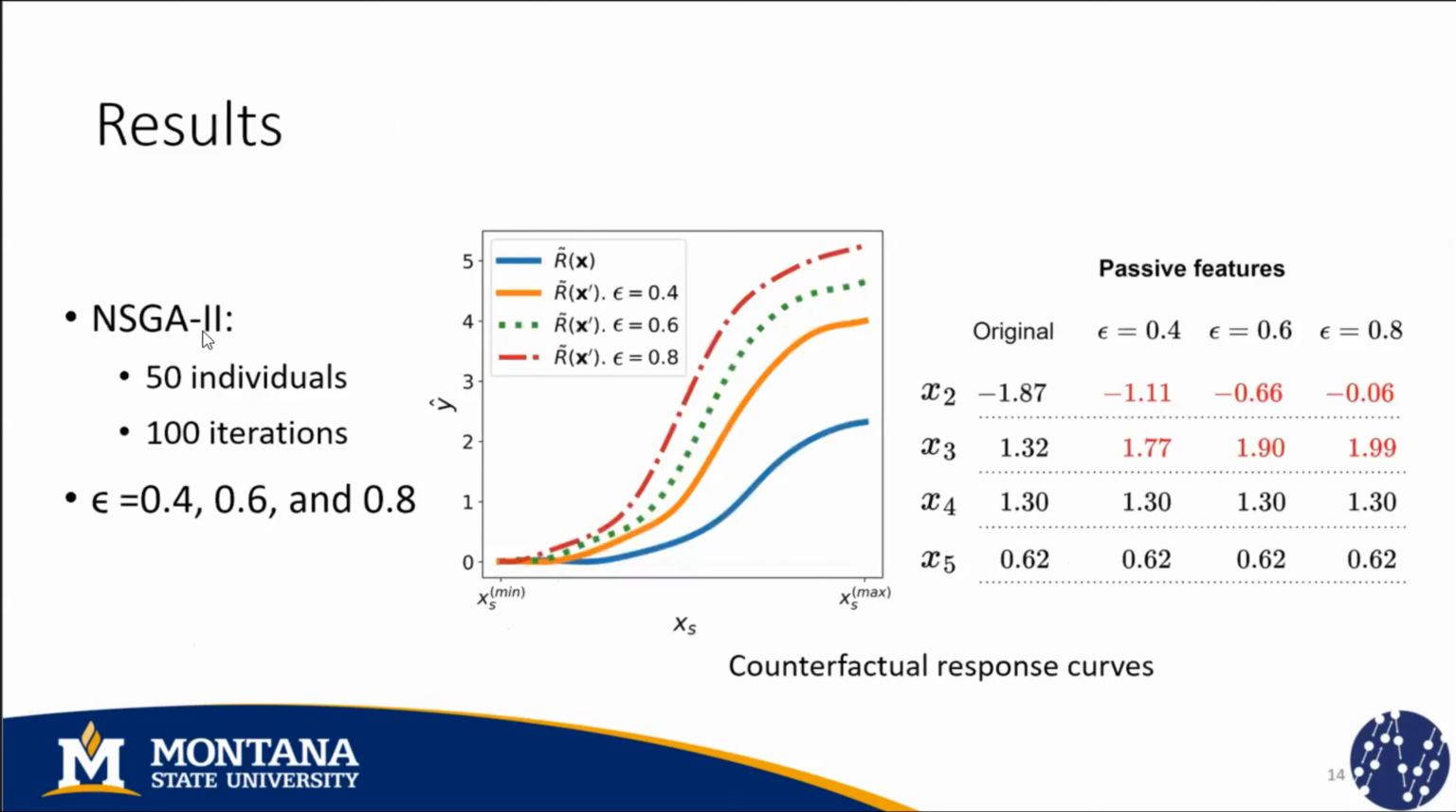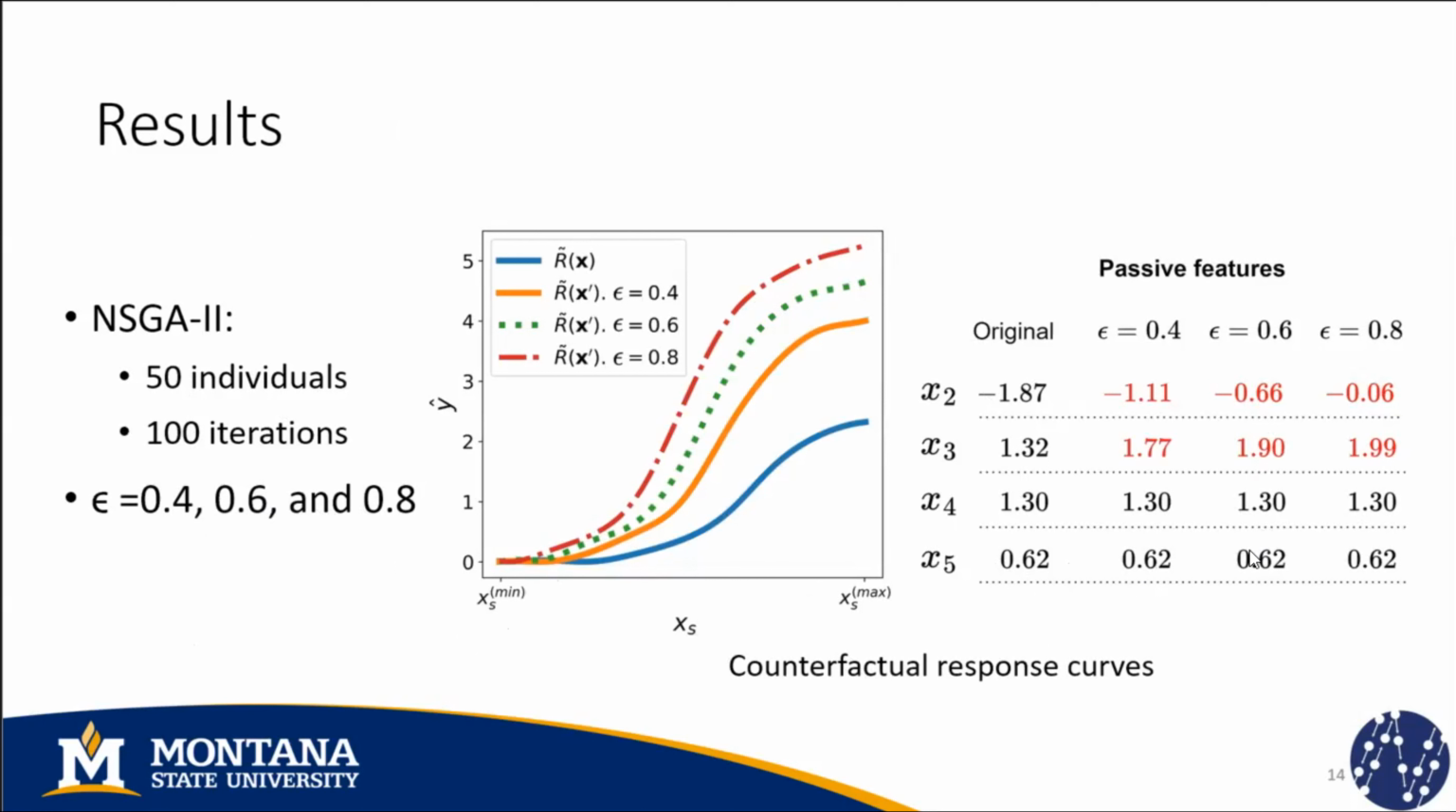For the NSGA2 process, we used 50 individuals with 100 iterations, and we also consider 3 different values for the hyperparameter epsilon. Here we have an example of the counterfactual response curves generated for a given sample. These are the original values of the passive features, and these are the generated counterfactual samples.